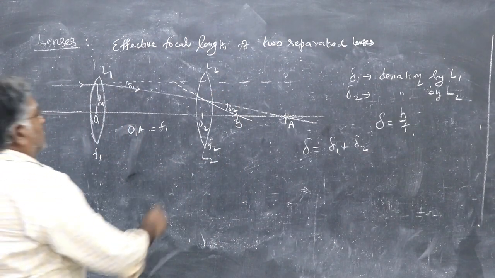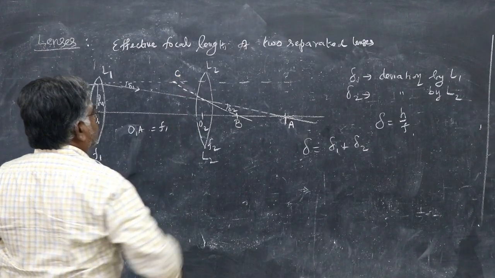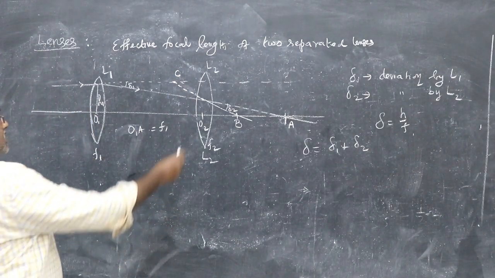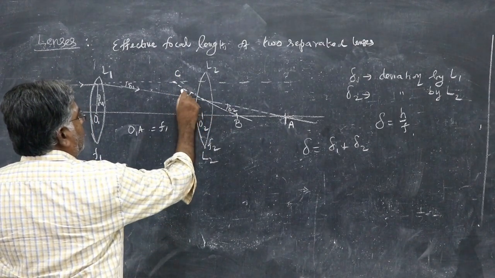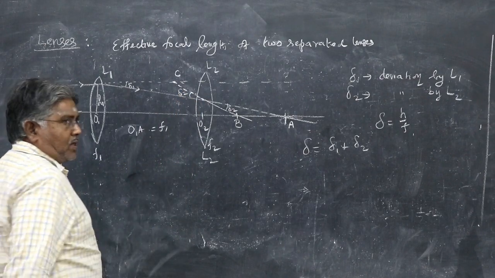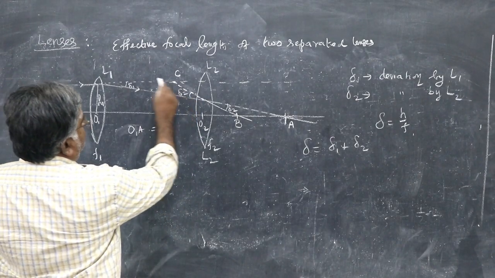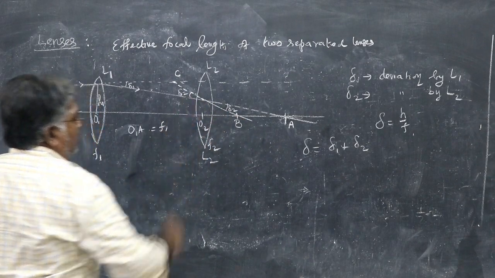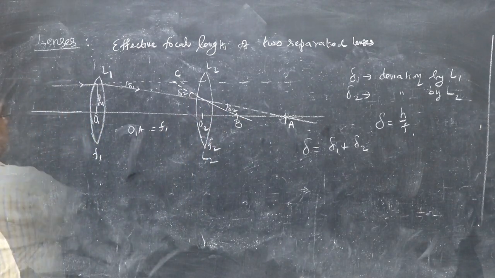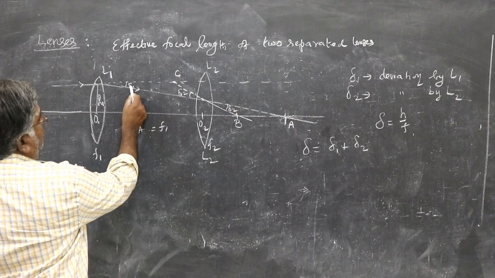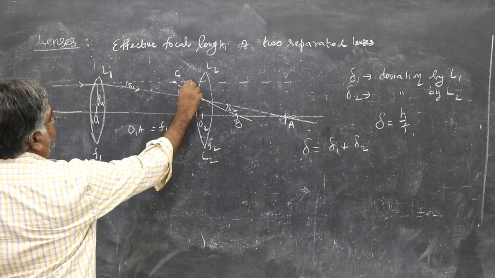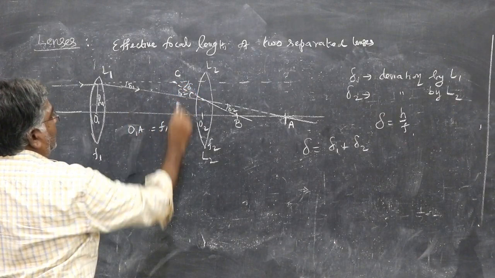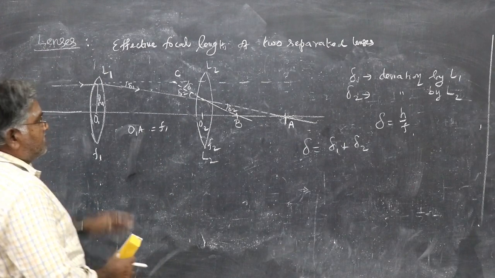Okay, you consider this point as C. So if this is delta 2, this also will be delta 2, because they are vertically opposite angles. Delta 1, delta 2, this will be the total deviation. Why is that the total deviation?